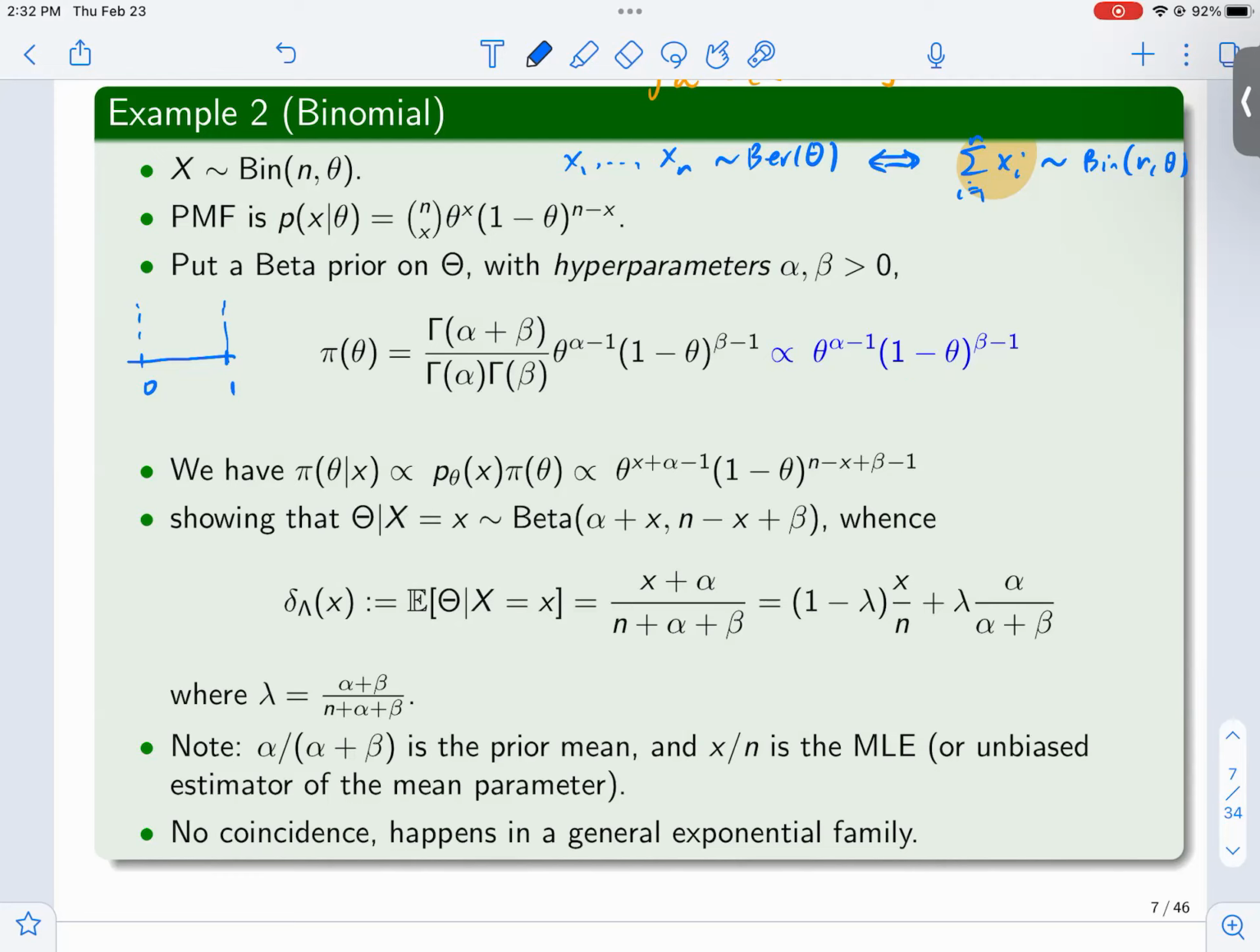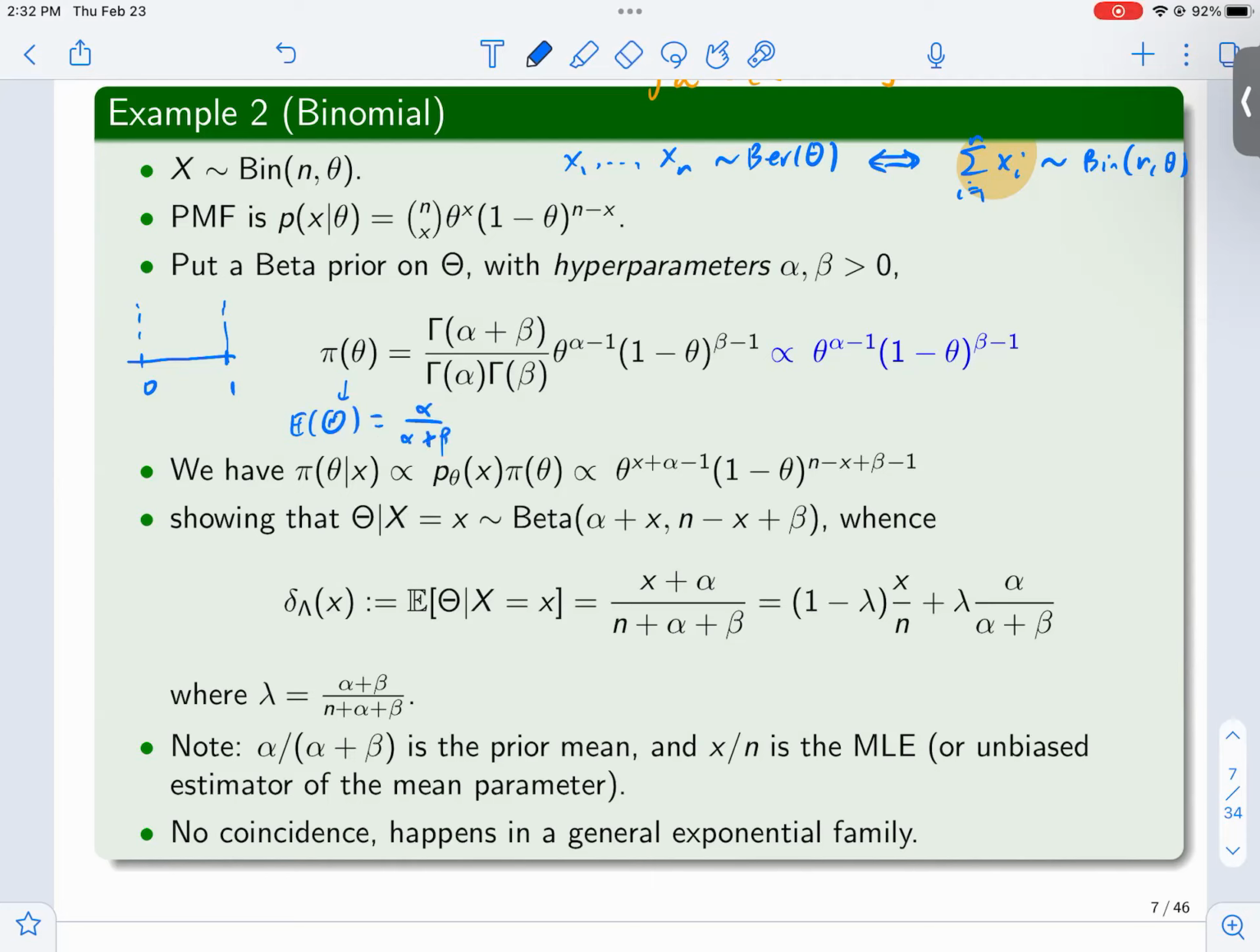And if you plot this, it has a mean. So the prior expectation of theta, the expectation of the beta distribution, does anyone remember what it is? Yeah, alpha over alpha plus beta.